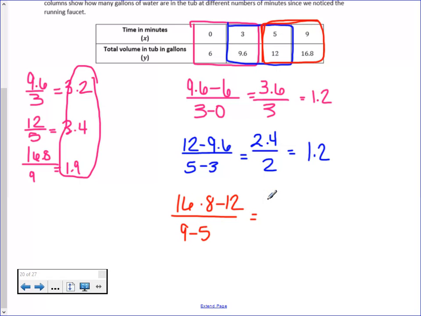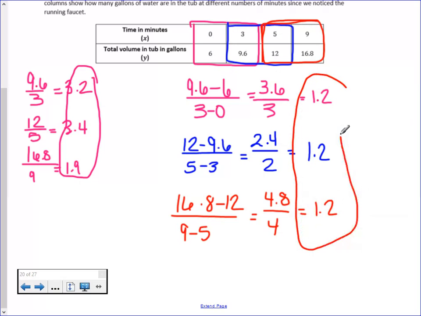16.8 minus 12 is 4.8. And 9 minus 5 is 4. Now we're going to divide. Once again, you get the same thing, 1.2. This is the number that we care about. You see how we got the same thing every single time?